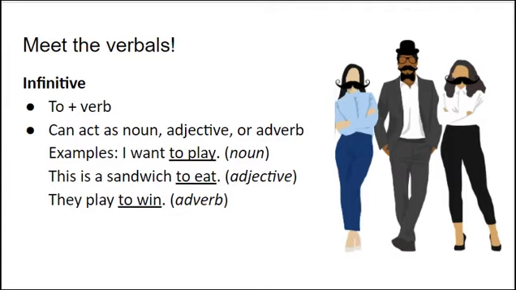Or you could say, this is a sandwich to eat. What kind of a sandwich? Well, it's a to-eat sandwich, right? Or it could be doing the job of an adverb. They play to win. Why do they play? How do they play? It's to win. Now, whenever you see that to plus verb, rest assured, it's not going to be doing the job of a verb. It's going to be doing the job of a verbal, which means it'll be a noun, an adjective, or an adverb.